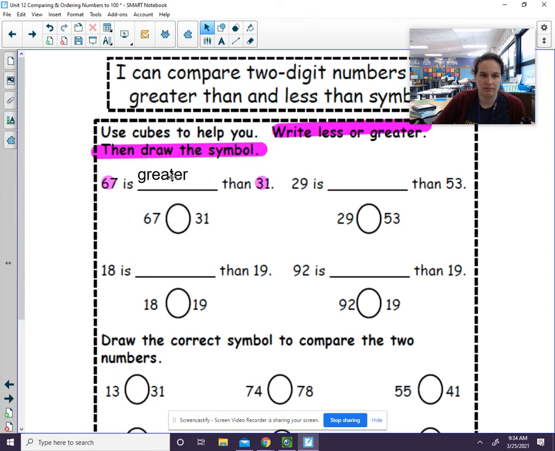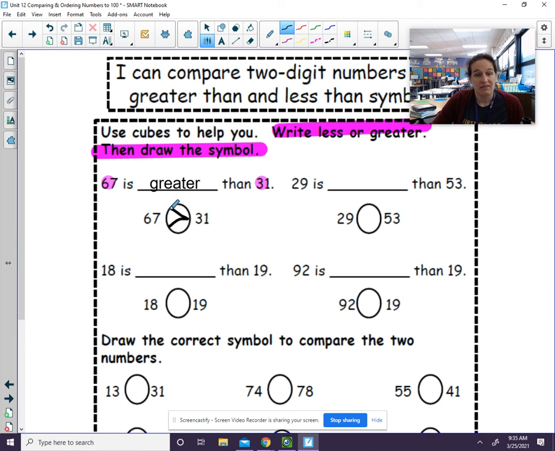than 31. Now, if you don't remember what that greater than symbol looks like, all you have to do is make sure it's eating the bigger number. So which number was bigger, 67 or 31? 67 was bigger. So the alligator or the Pac-Man, he always wants to eat the bigger number. So 67 would be eaten. That is the greater than sign.